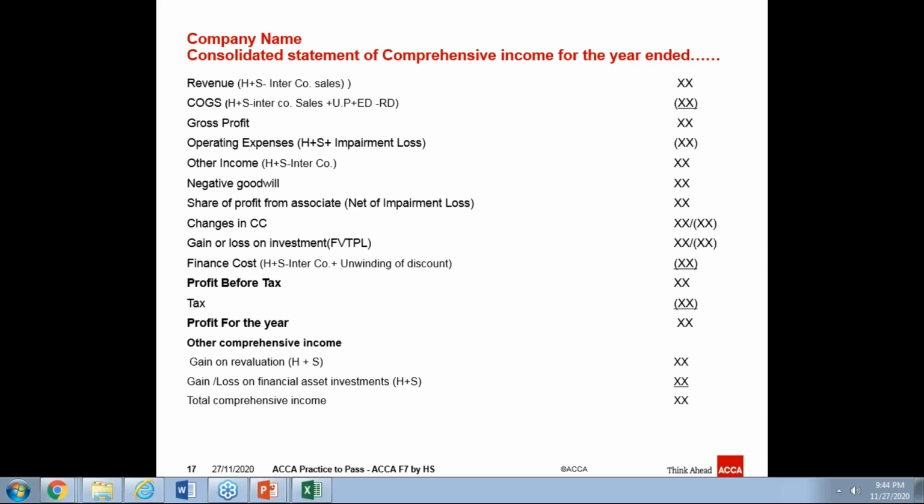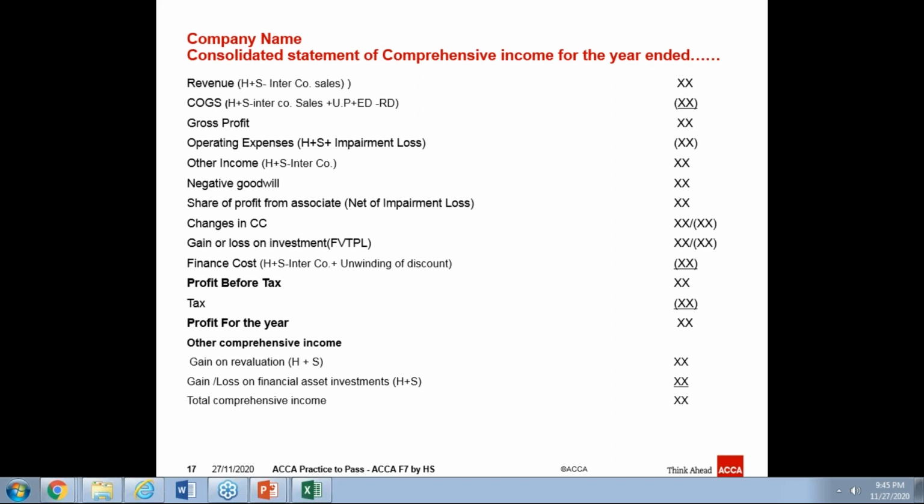And other comprehensive income means gain on the revaluation and gain or loss on financial assets or equity instruments measured at fair value through OCI. So this is the basic format. You only have to memorize this format once and attempt the consolidated P&L question. You will be 100% correct if you follow the format.